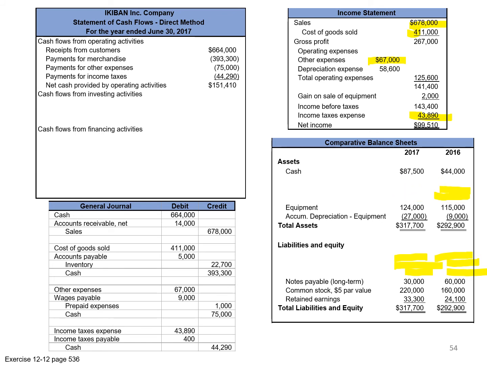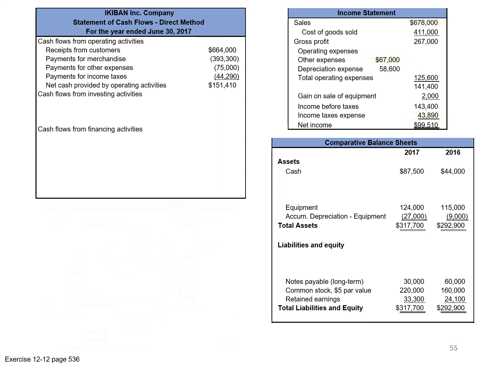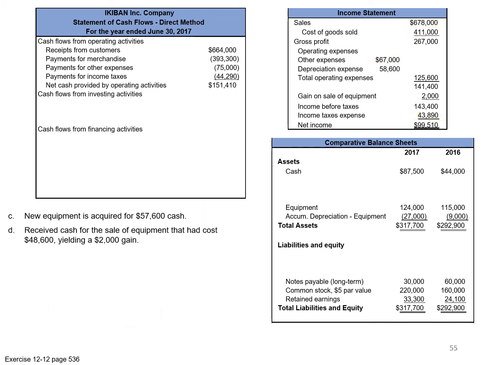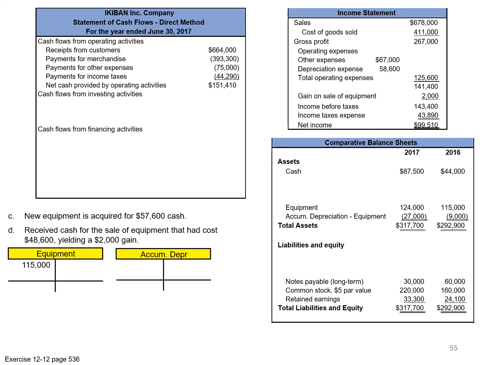All right, so let me get rid of all my highlights here. All right, so now cash flows from investing activities. So let's see. So we have new equipment acquired for $57,600 cash, they tell us. So that's easy peasy. So we have 115 that we're starting with. We have 9,000 accumulated we're starting with. We bought another 57.6, they tell us, so that gets posted to the left side of our T account. And then they tell us that we received cash for a sale of equipment that had a cost of 48.6, yielding a gain of 2.